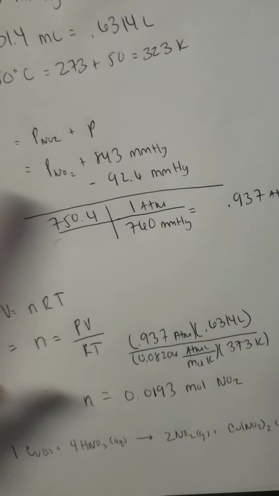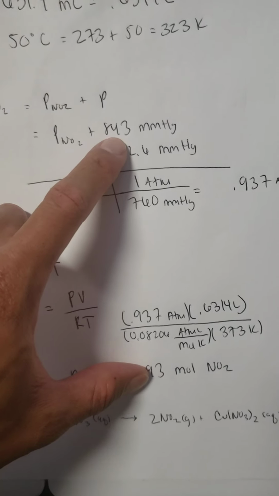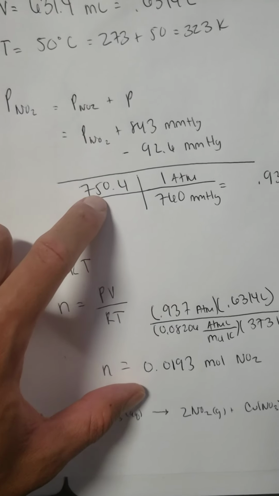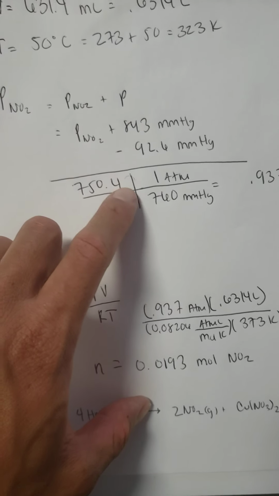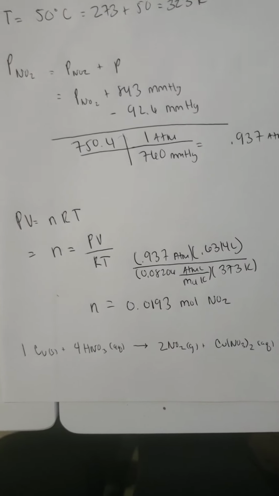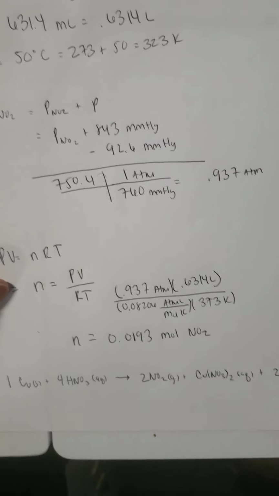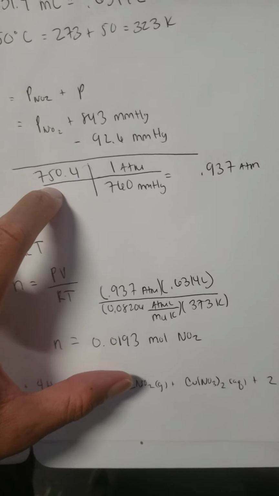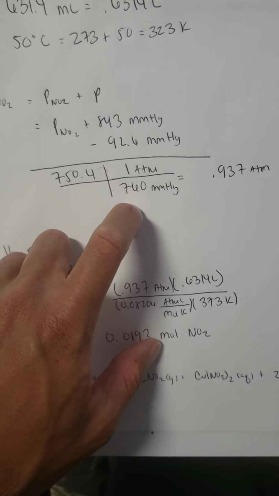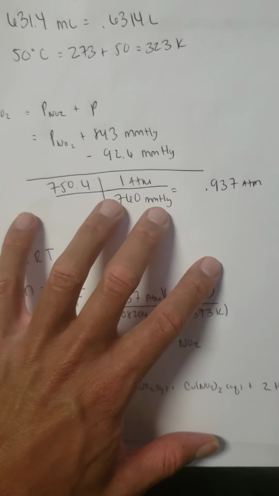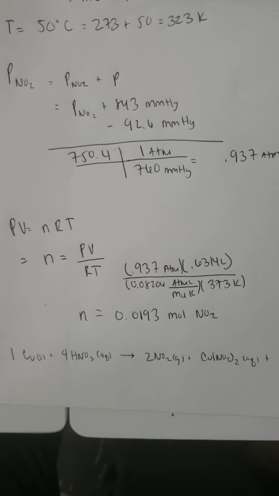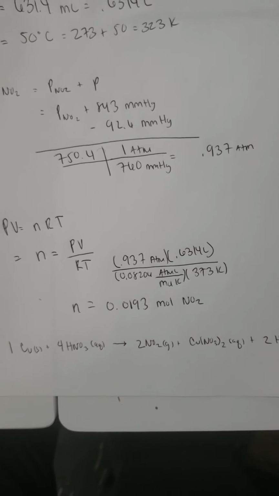Therefore, we're going to subtract that 92.6 from our original pressure of 843 to get 750.4 mmHg. I'm missing my units there. I apologize. And what we're doing is we're calculating our atmospheric pressure. So once we get that, we're going to divide that into 760 mmHg because we're converting that into atmospheric pressure. And we're going to get 0.937 atmospheric pressure.